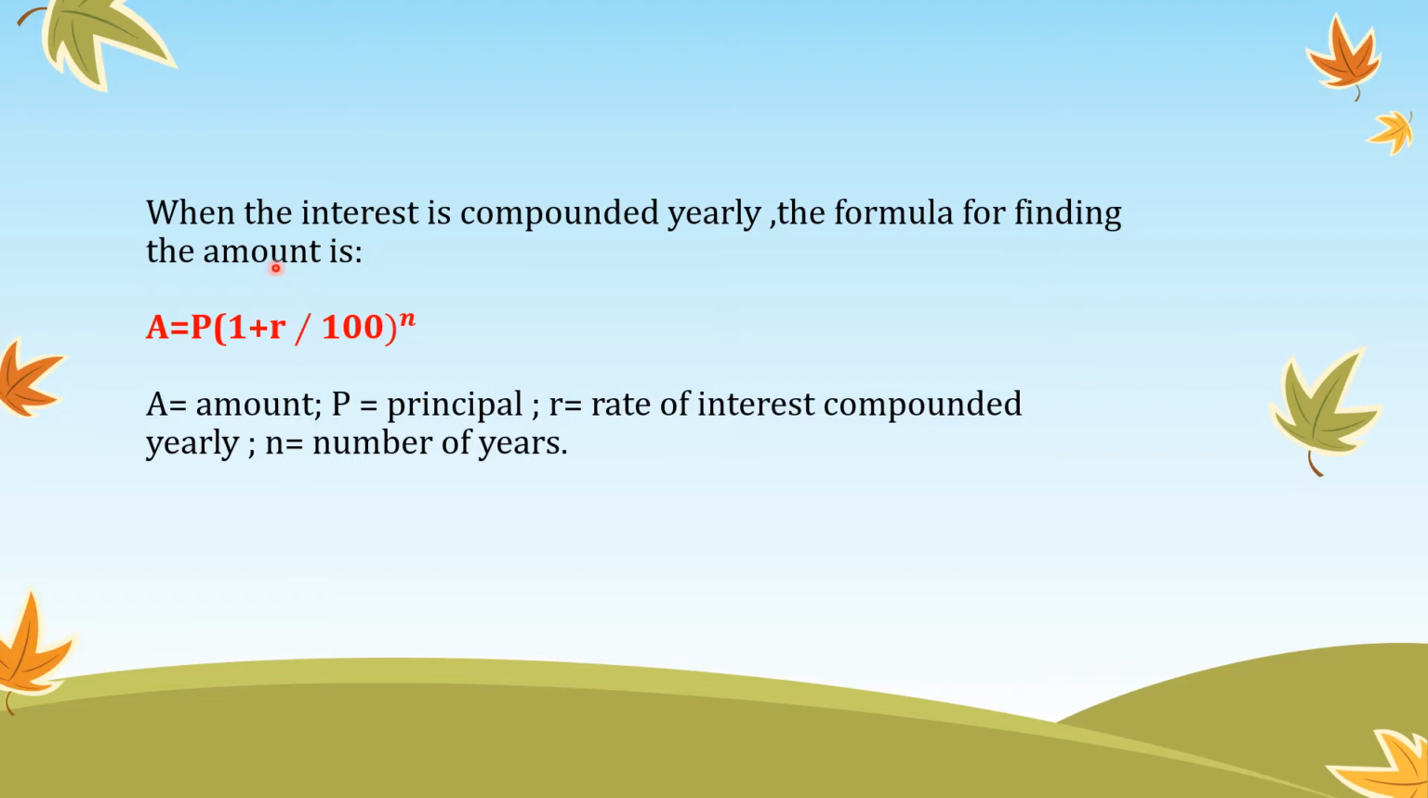Then let me start. When the interest is compounded yearly, the formula for finding amount is A is equal to P into (1 plus R by 100) all raised to n. This is the formula. Here A is equal to amount, P is equal to principal, R is equal to rate of interest compounded yearly, and n is equal to number of years.